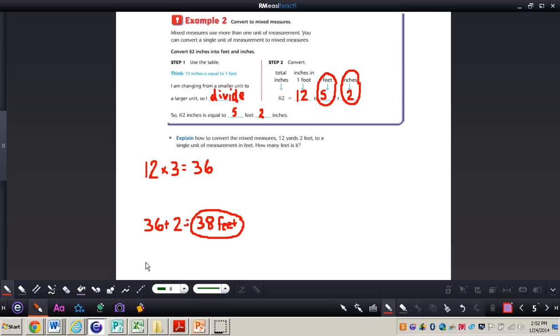Okay, I now have the answer for you. What I did is I multiplied 12 times 3. I multiplied 12 because that's how many yards I had, and I multiplied it by 3 because that's how many feet are in a yard. That gave me 36, and then I simply added my 2 feet at the end. 36 plus 2 gave me 38 feet.